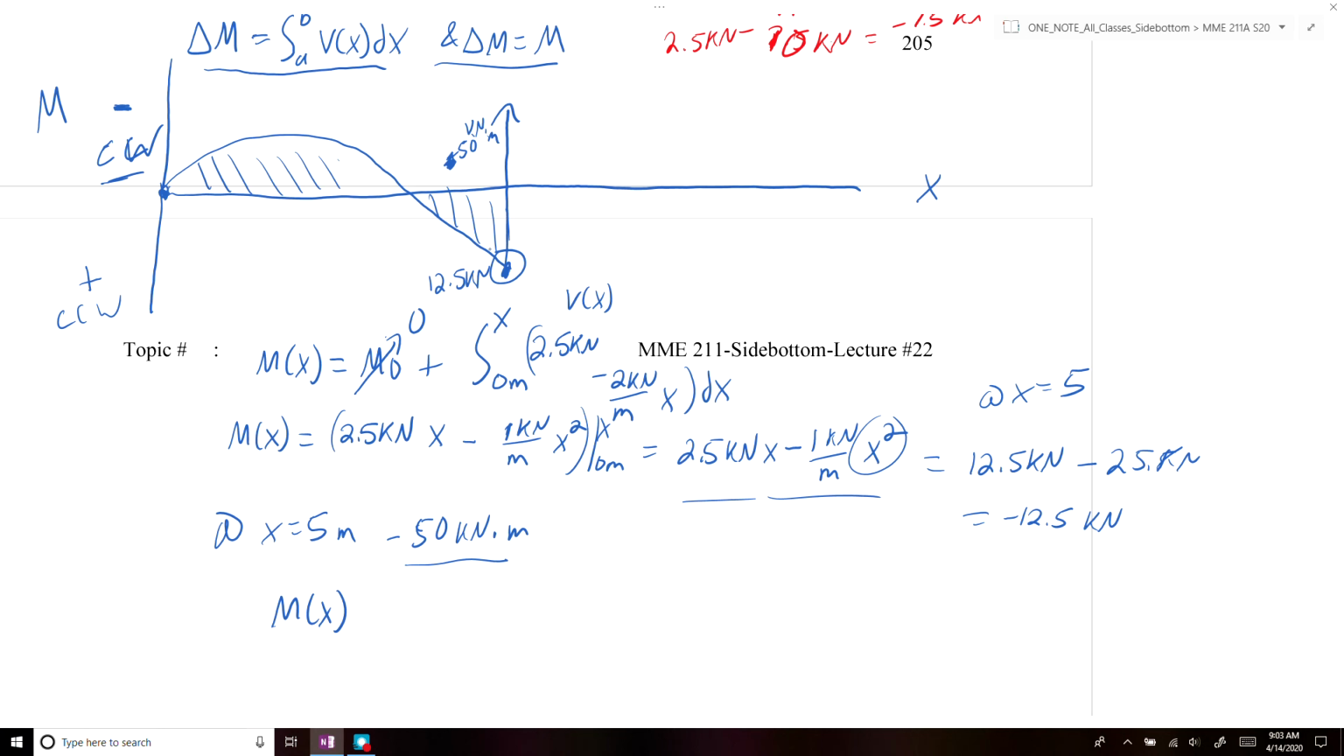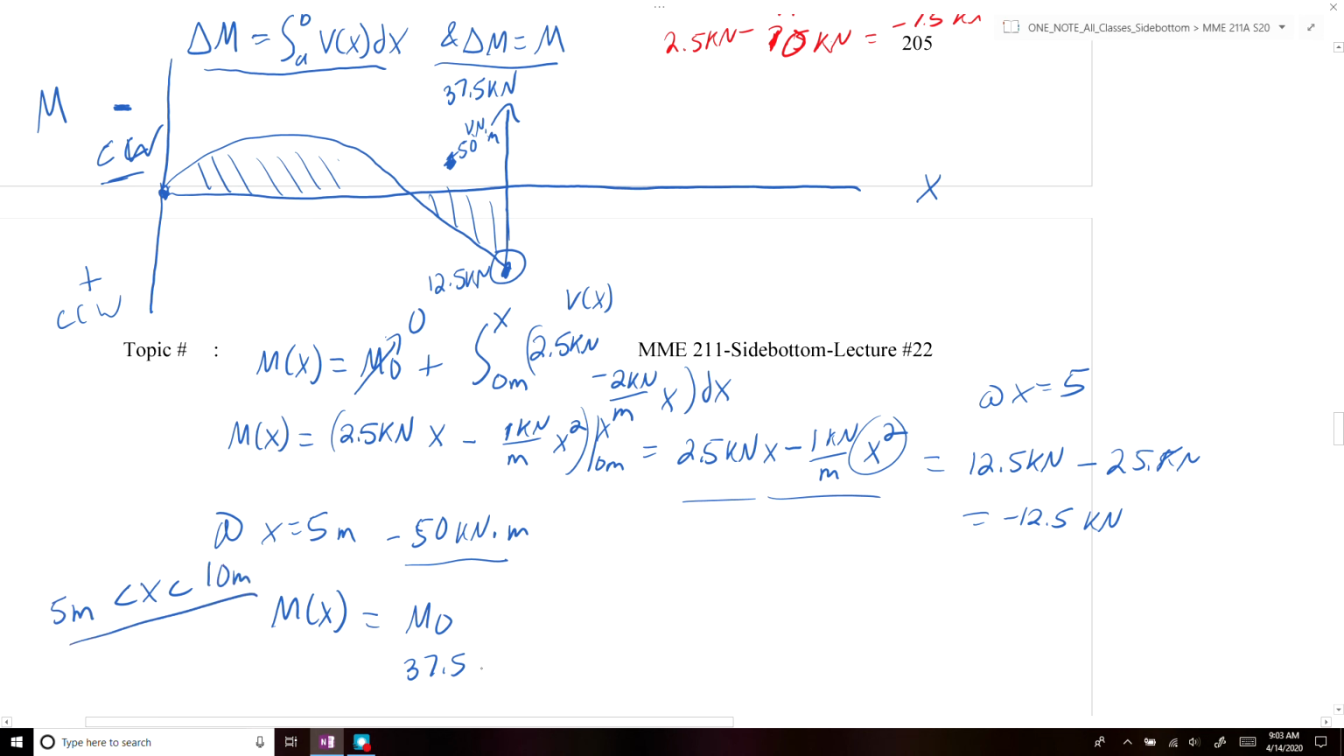Alright, and then we would add that 50 kilonewton meters up. So at this point we would have 37.5 kilonewton meters. So we would know that M of x would be equal to our couple moment, or our value at that point, 37.5. So this is from 5 meters to 10 meters.